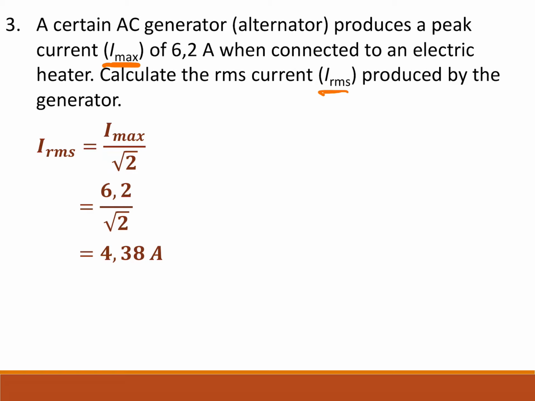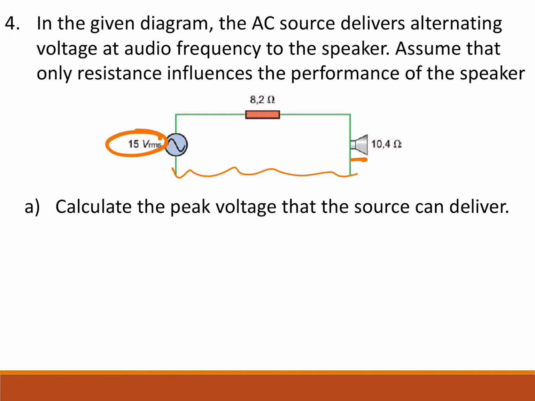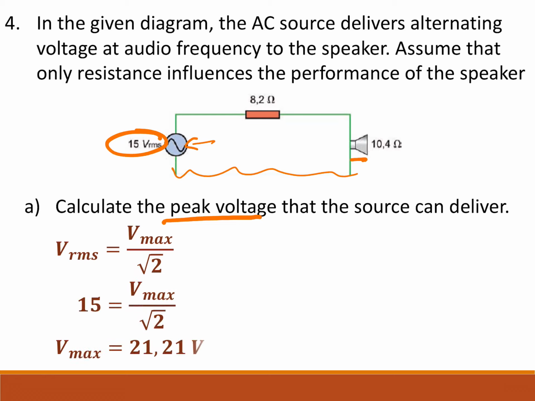This is quite nice. So the only way they can make this difficult is like the next question. This is about as difficult as they can make this section. So they tell you you've got a diagram. I'm not worried about what's going on here, okay? In the given diagram, the AC source delivers a 15 VRMS to a speaker, and they say assume that the only thing that influences how good the speaker is the resistance, okay? First thing they ask is for the peak voltage. Well, they've given you RMS, and that symbol, by the way, means alternating current. So we want peak voltage. We're okay. That was the easy part. Okay, nothing difficult. Straightforward into the equation, and off we go.